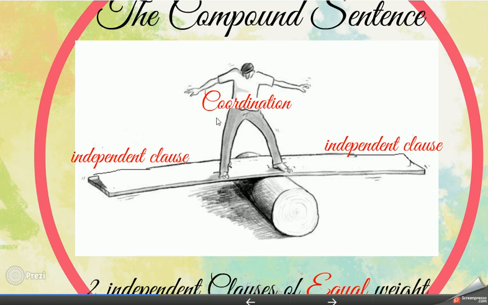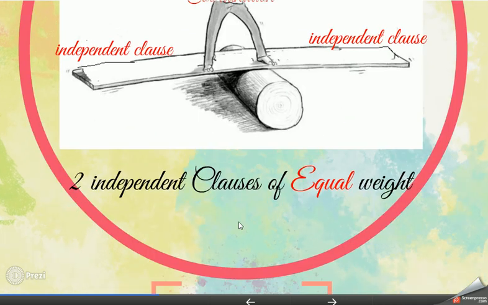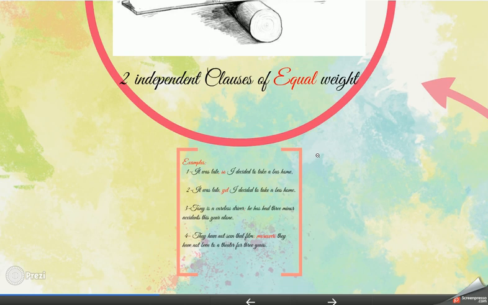As we stated when we talked about the simple sentence, the simple sentence is an independent clause, meaning it has one main idea. This also has one main idea. But in this case, these two independent clauses, these two simple sentences, are joined using a coordinating conjunction. Let me give you an example. Here, look at the example.